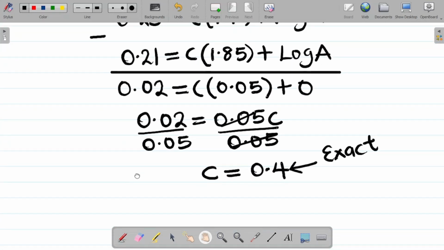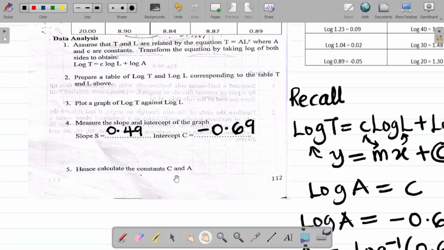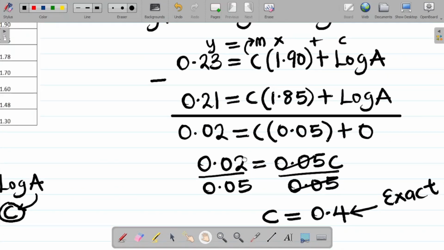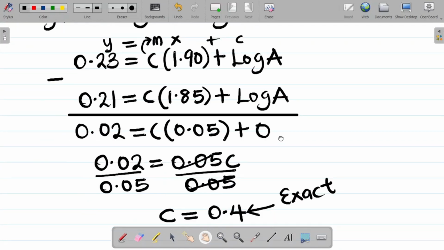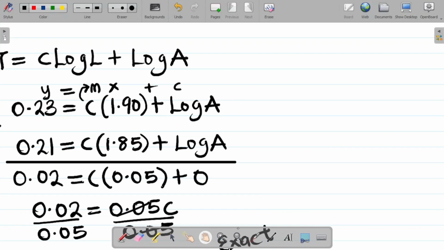Again, let's get A, because we were asked to calculate the constants C and A. I've gotten C. Let me now get A. So how do I get A? I'll put this value of C into any of these equations. Alright, let me use the first equation.